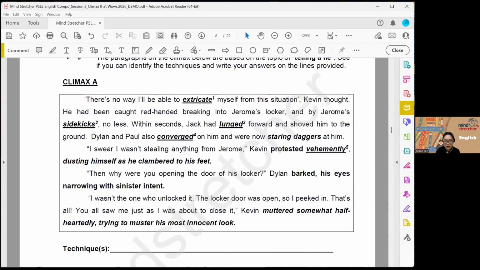Look at the paragraphing of the dialogue. Are your teachers still marking you for paragraphing errors? One speaker, one paragraph.